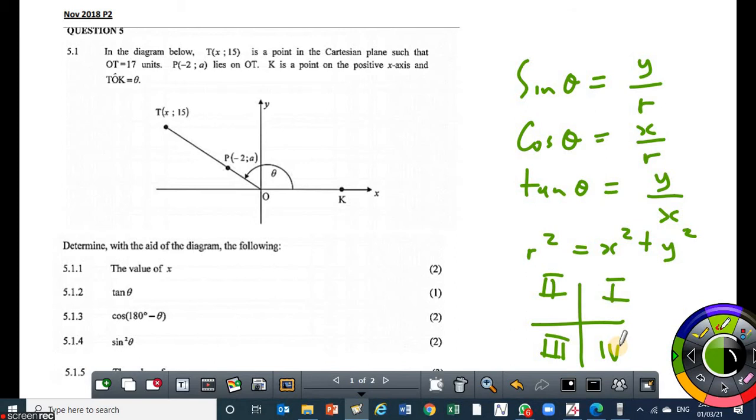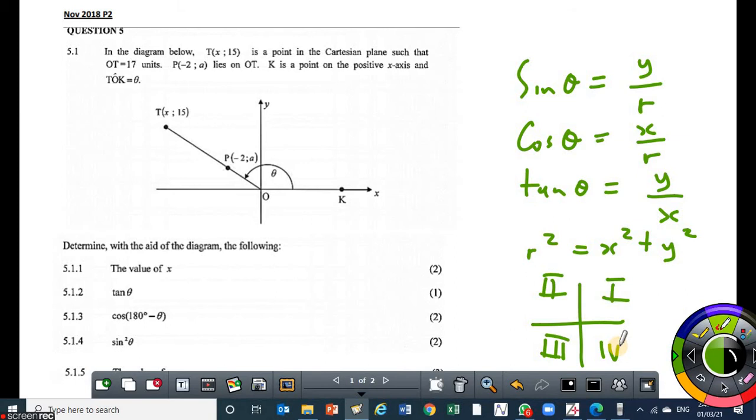Okay? So let's answer the question. So we are given that diagram with all the information. The first part says, determine with the aid of the diagram. Now, the diagram is already drawn for you here. There are some places where the diagram is not drawn. You have to draw it yourself. So here the diagram is given. And we find the value of x.